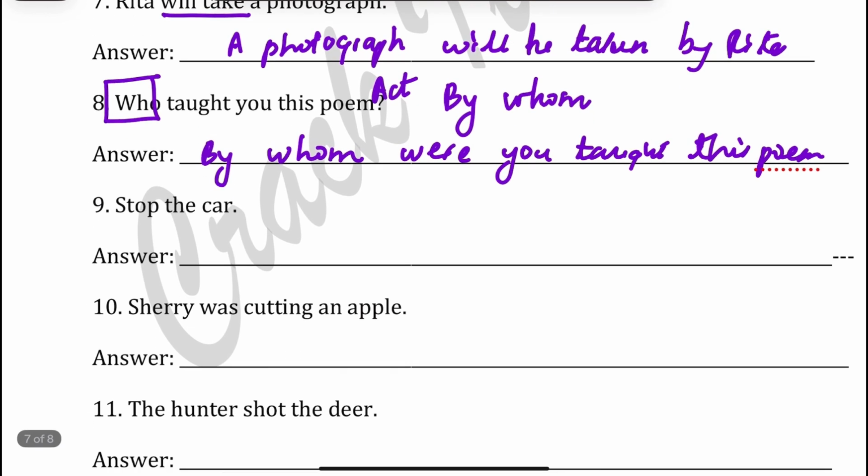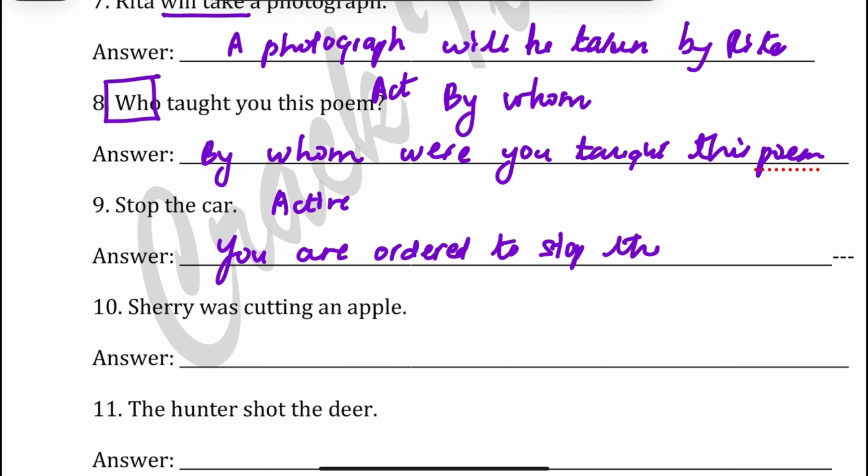Next one, stop the car. This is an imperative sentence which begins with the verb and doesn't have a subject. What to do for this? Do you remember? This is an active. Let the car be stopped. Okay, now let the car be stopped. I'm finding it quite weird. So we will use, as if this is an order, you are ordered to stop the car. No room for mistake.